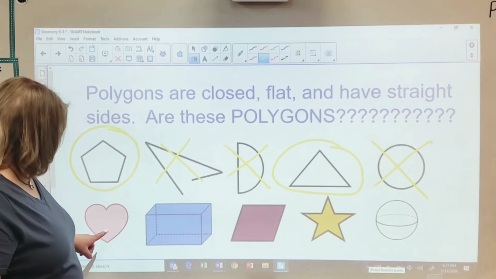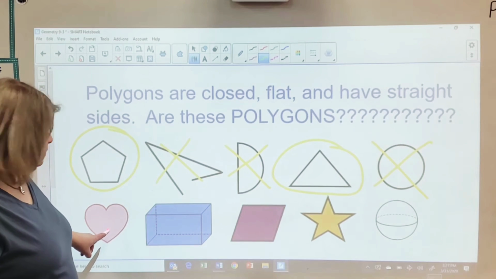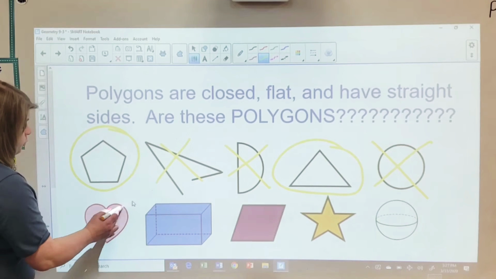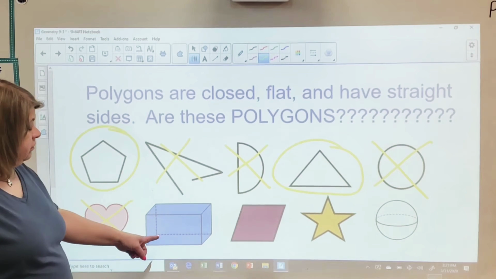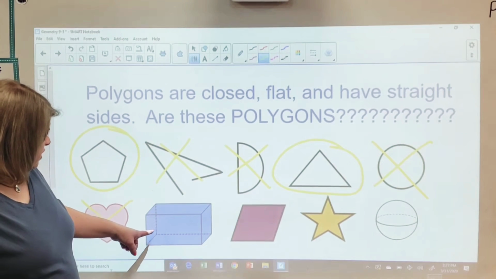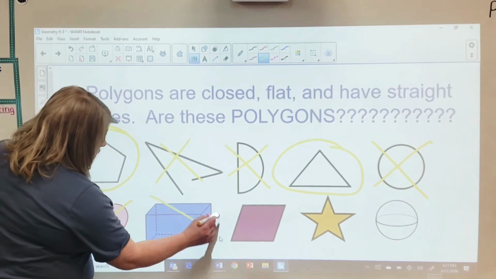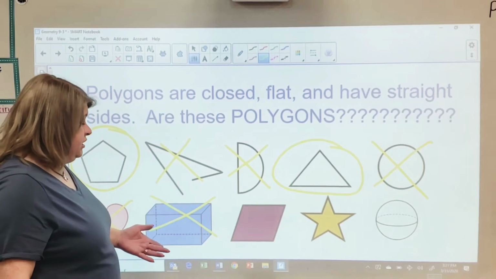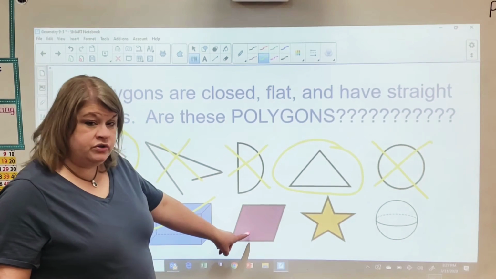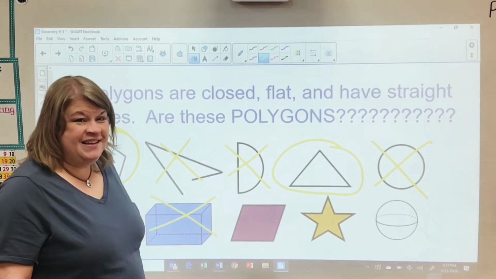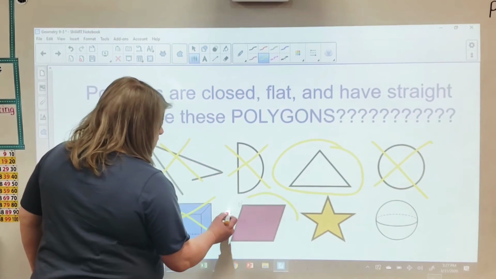Closed? Yes. Flat? Yes. Straight sides? Nope, not a polygon. Closed? Well, yeah. Flat? No. Each of those things has straight sides. That's a 3D shape. Closed? Yes. Flat? Yes. Straight sides? So what's it called? It's a polygon.